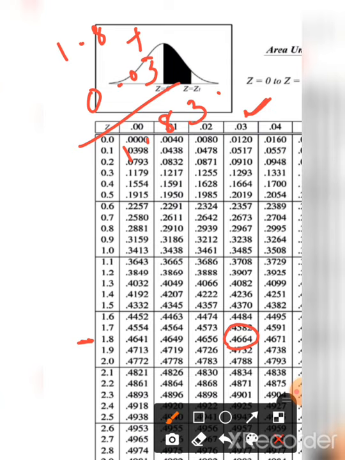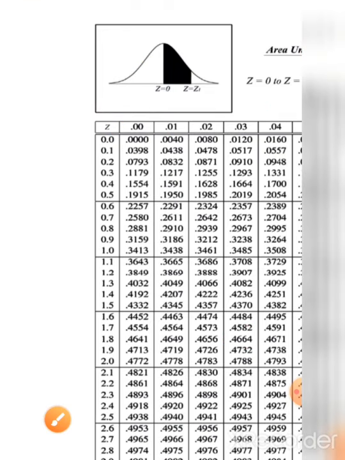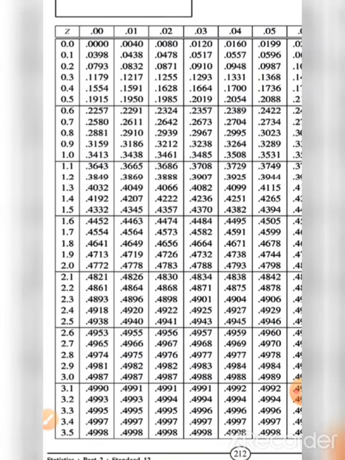Your answer is 0.4664 over here, right? So that is how you can find out the different values with the help of this standard normal curve. I will take another small example on this.